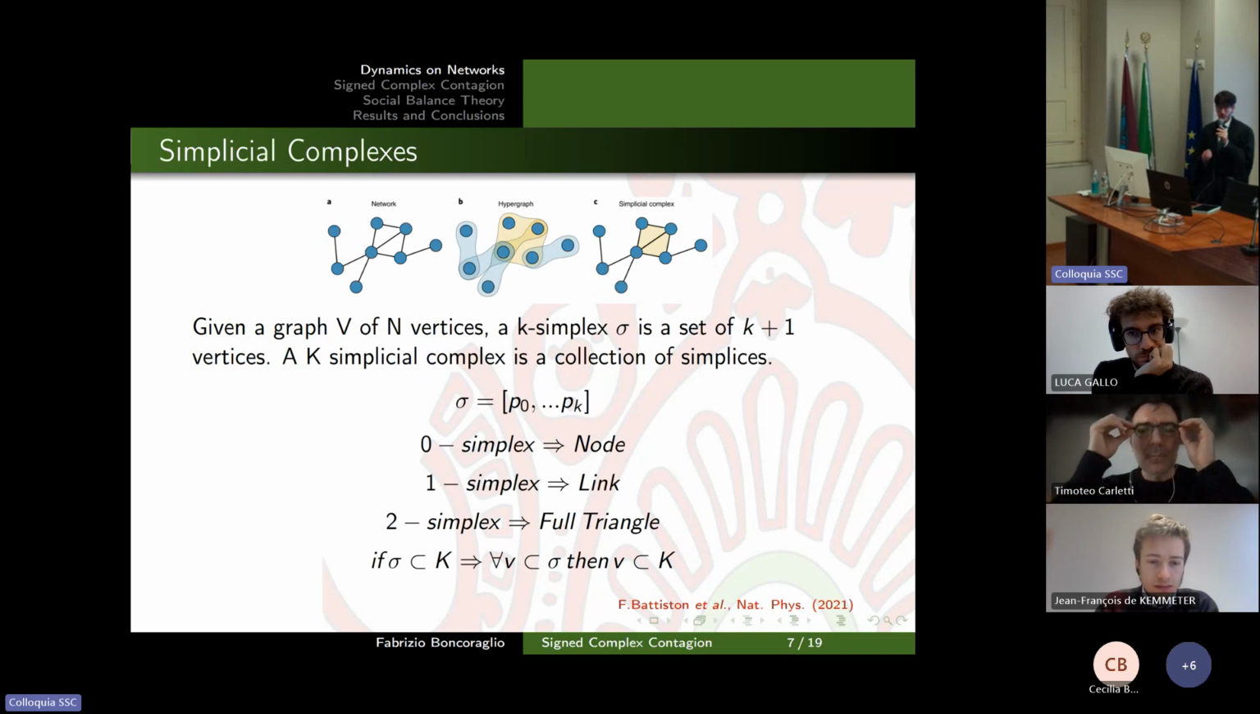Let's model group interactions. As Professor Latora said, in our case we model group interactions using simplicial complexes. There are many ways to talk about complex contagion. There are threshold models, but the one we took into account is simplicial complexes, in the sense that we generalize the idea of a graph, of a network with nodes and pairwise interactions. We define a simplicial complex as a collection of simplices, and a k-simplex is a set of k plus 1 vertices. So we recover the structure of a network for k equal to 0.